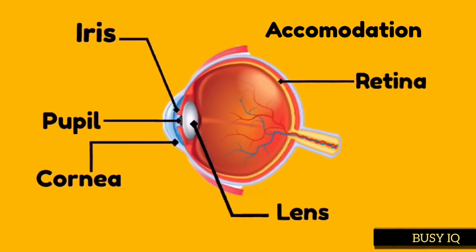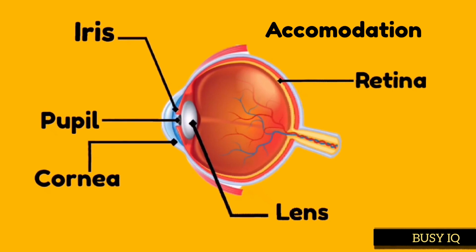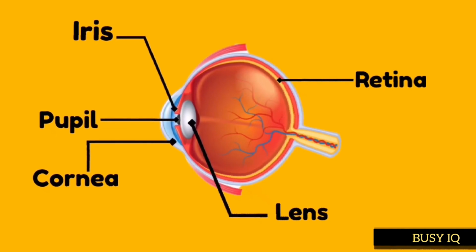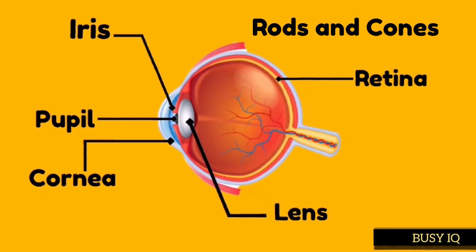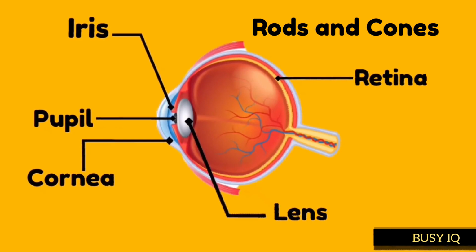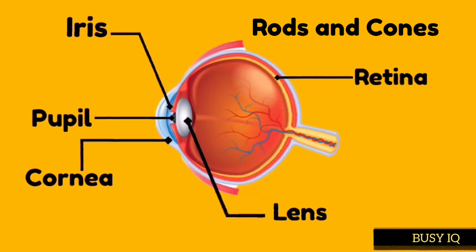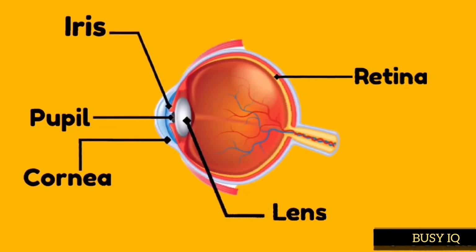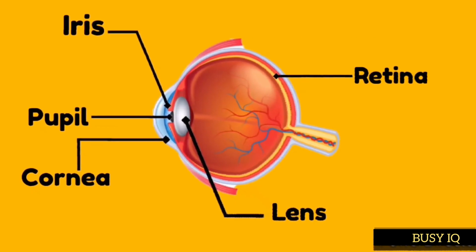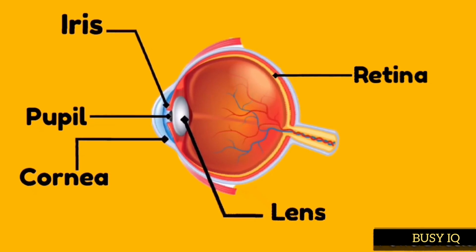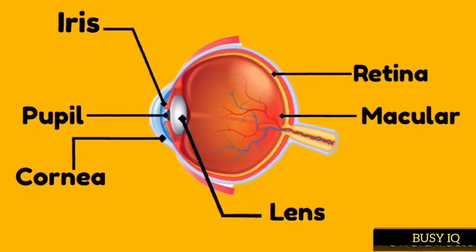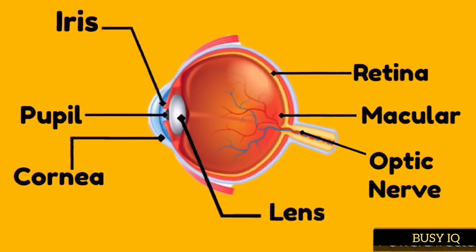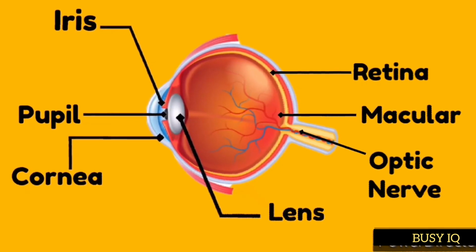The retina is a layer of specialized cells at the back of the eye that contains photoreceptor cells called rods and cones. These cells convert light into electrical signals. Rods are responsible for vision in low light conditions and detecting motion. Cones are responsible for color vision and detailed central vision. The macula is a small specialized area in the center of the retina. The optic nerve then carries these signals to the brain for further processing and interpretation.